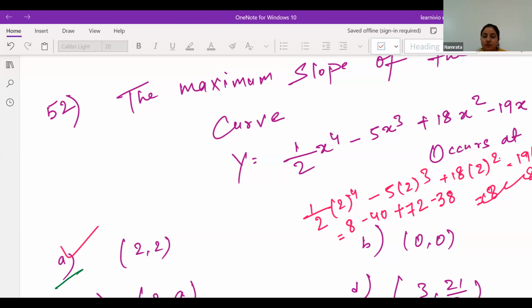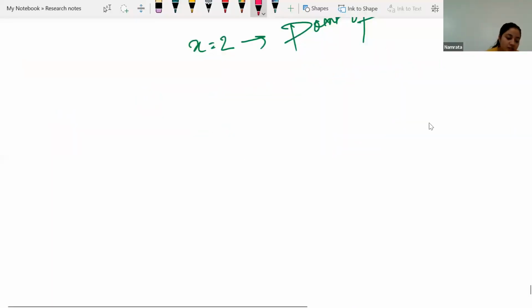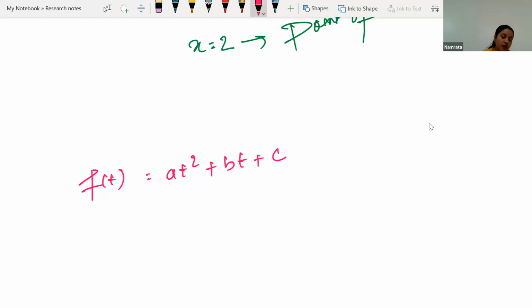Okay, one of the questions is... I'm not writing the question, just writing the function. A function f of t is given as a t square plus b t plus c, where a, b, c are real numbers, and the position of a moving car at a time t is represented by this function. We have to find the average speed of the car over the time t1 to t2. Average speed over this time interval we have to find.